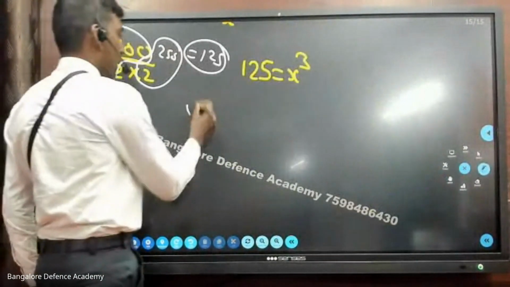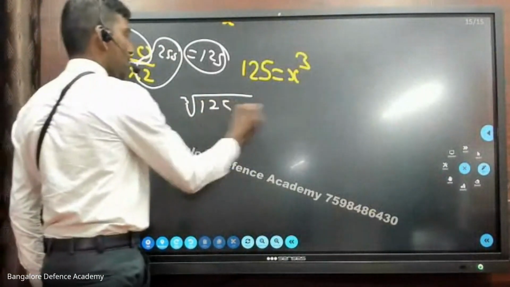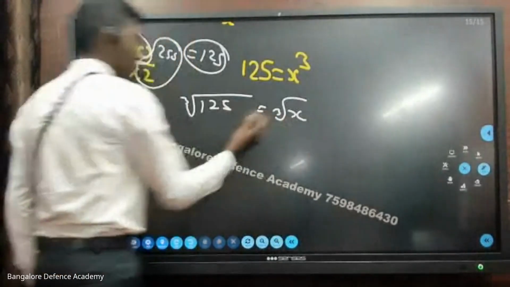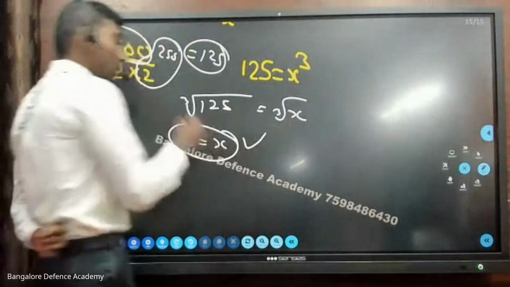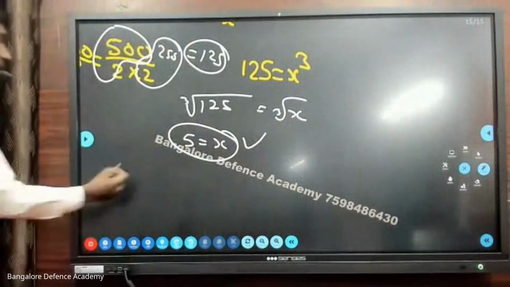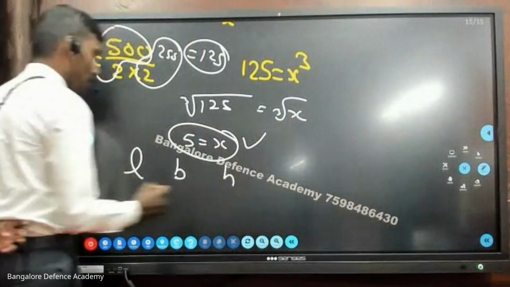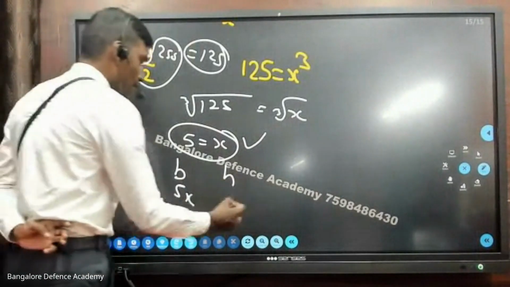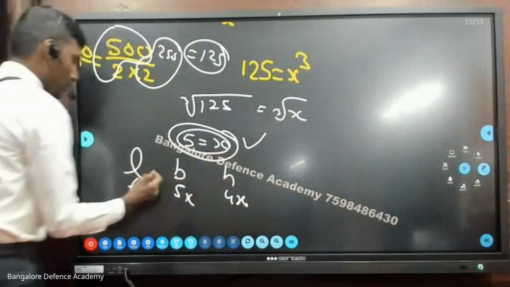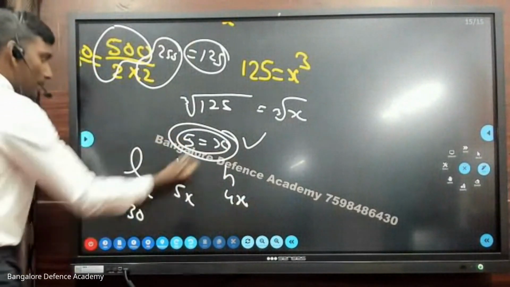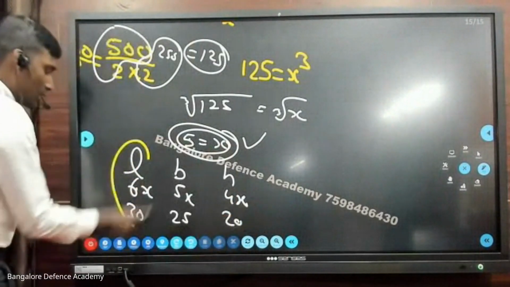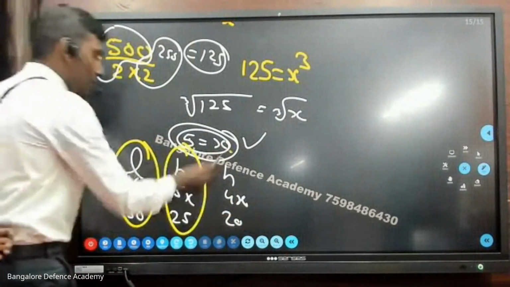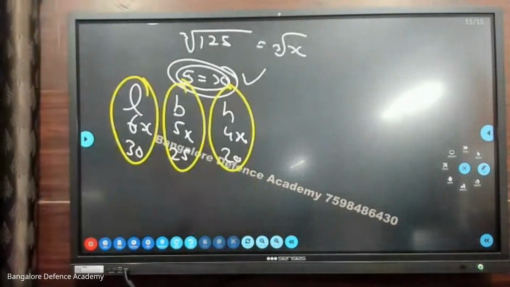Okay. So now I have to find the cube root of 125 and cube root of x. What is the cube root of 125? 5. So I got x value as 5. That means the length, breadth and height are 6x, 5x and 4x. Now put this x value into this. 5 into 6, 30. 5 into 5, 25. 5 into 4, 20. So length is 30 centimeter, breadth is 25 centimeter and height is 20 centimeter. You understand? I get the first question, the dimension.